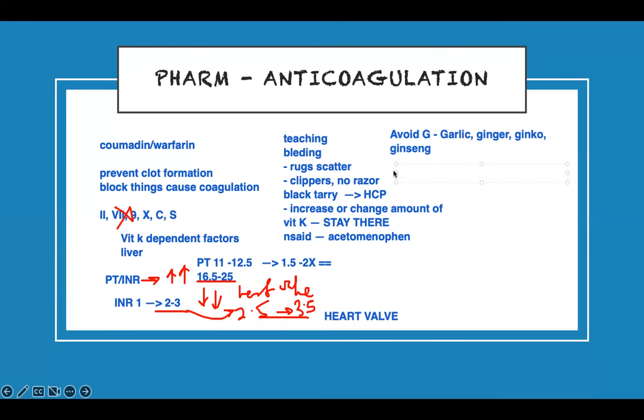They should have alert bracelets. Why? So that when you fall, we know that, oh, you take Coumadin. We know that we scan your head and you don't have headaches and brain injury. Okay, they should avoid it. Then, so this is all for bleeding. Okay, these are all bleeding teaching.